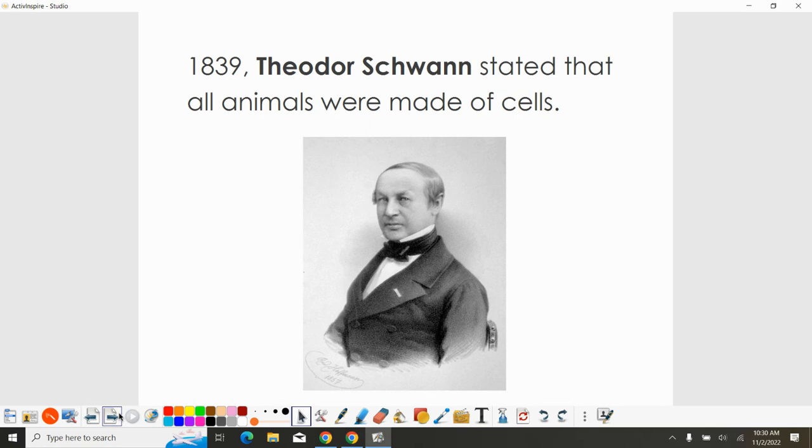A year later, in 1839, Theodor Schwann did the same thing with animal cells. After looking at various animal cells under microscope, or animal tissues under microscopes, he determined that all animals were also made up of cells. So basically did the same thing for animals that Schleiden did for plants.